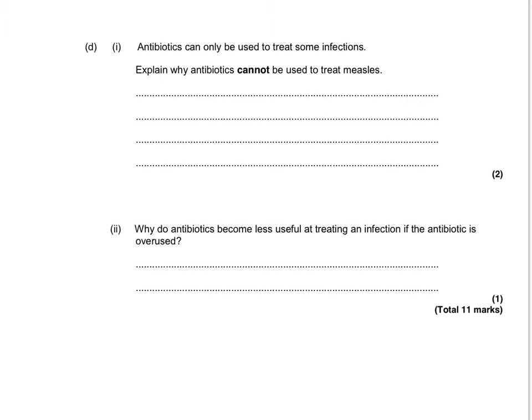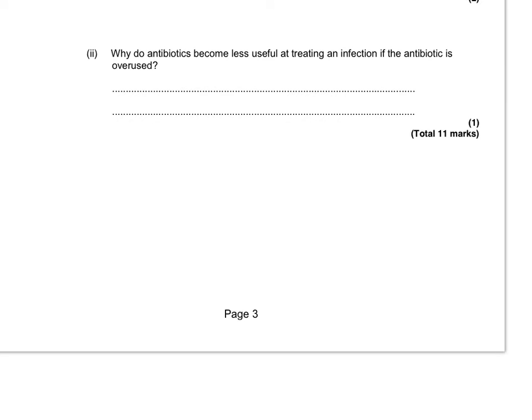The reason why antibiotics cannot be used to treat measles is because measles is a virus, and antibiotics do not kill viruses. For the second mark, you also had to say that a virus lives inside a living cell. This next question is testing your use of keywords, and the key word you had to use here was the word resistant or resistance. So why do antibiotics become less useful at treating an infection if the antibiotic is overused? You had to say that that pathogen or that bacteria will develop resistance.